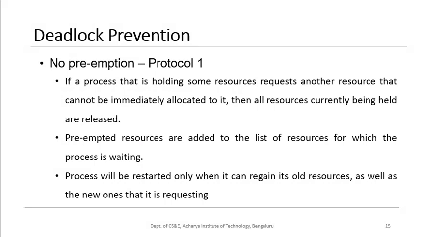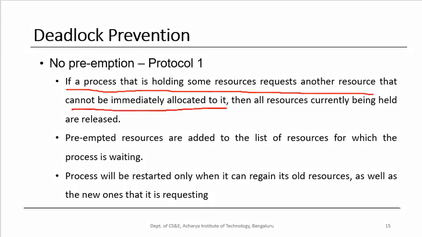Okay, now let's see whether we can prevent no preemption. That means we can preempt the resources from the processes and give them to the processes which request for the resources. Now here let me read this first. If a process that is holding some resources requests another resource that cannot be immediately allocated to it, then all resources currently being held are released.